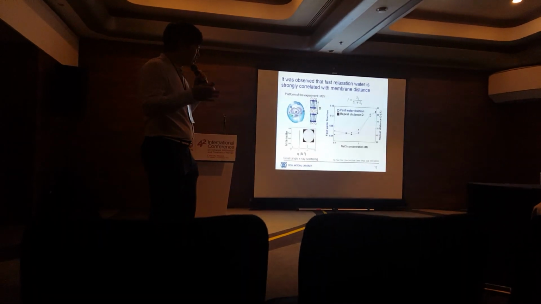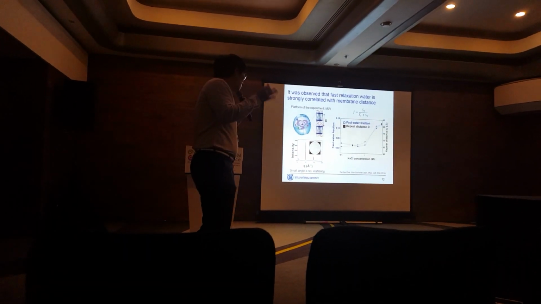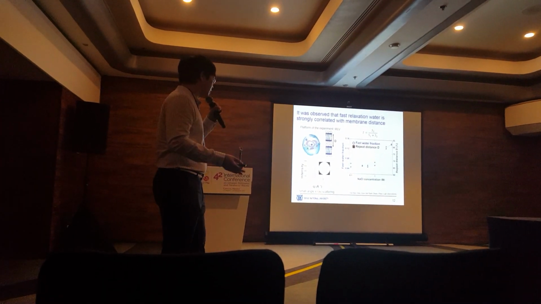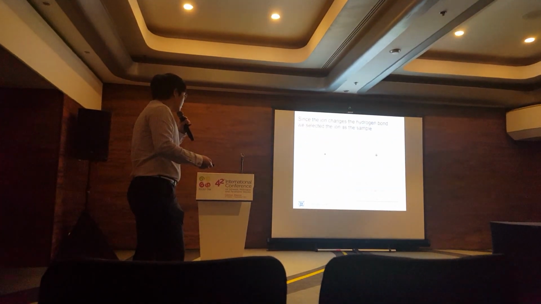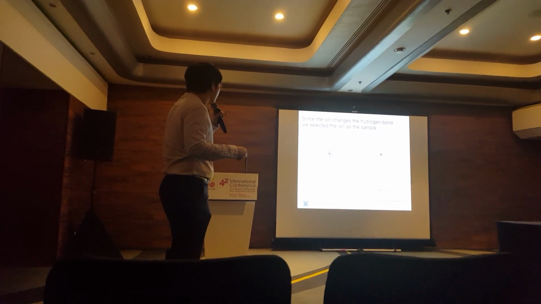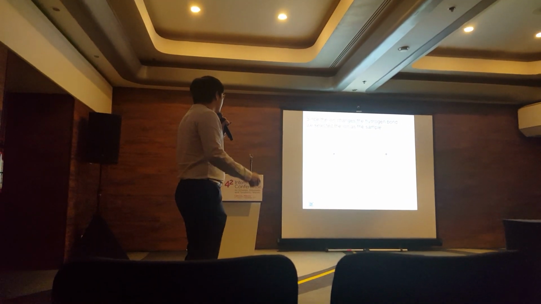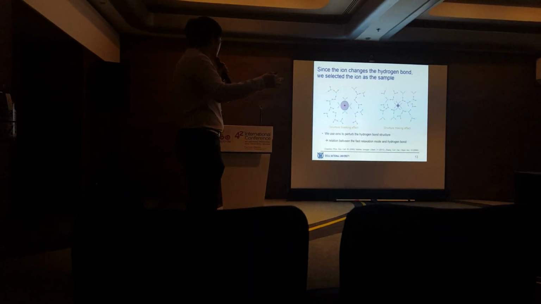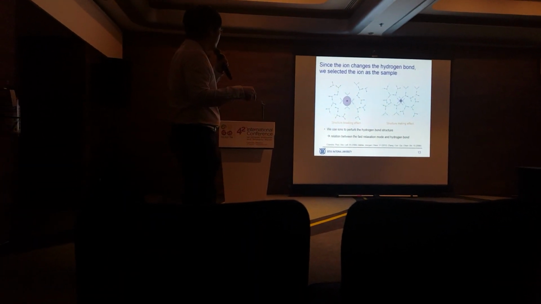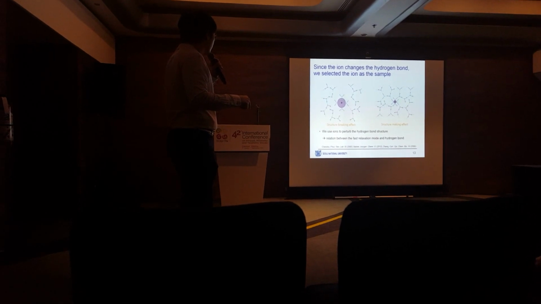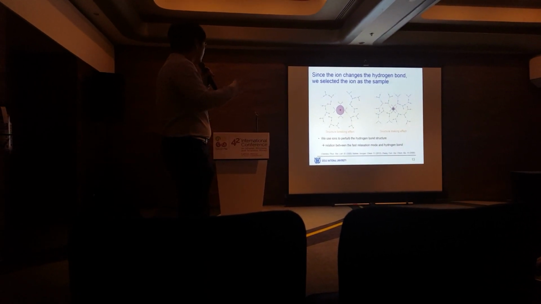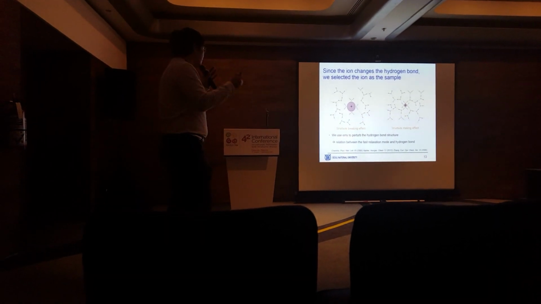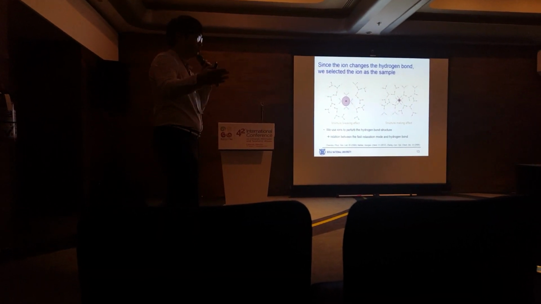What I want to emphasize here is why the fast relaxation water is increased with the salt solution. To answer this question, we select the ion as a sample, since the ions change the hydrogen bond. Ions are known to have structure breaking and structure making impact. Therefore, we use ions to perturb the hydrogen bond structure to see the relation between fast relaxation mode and hydrogen bond structure.